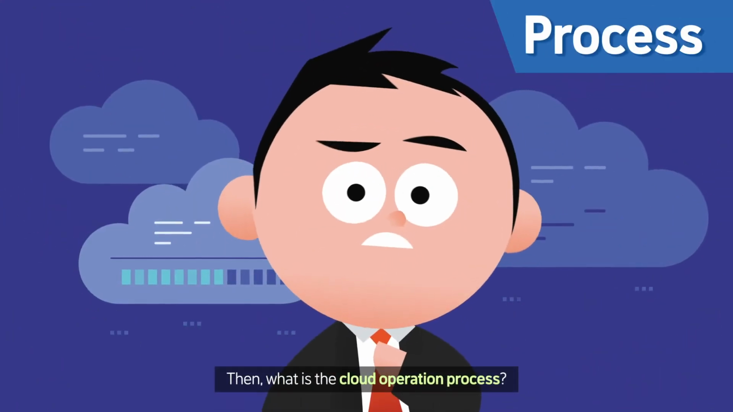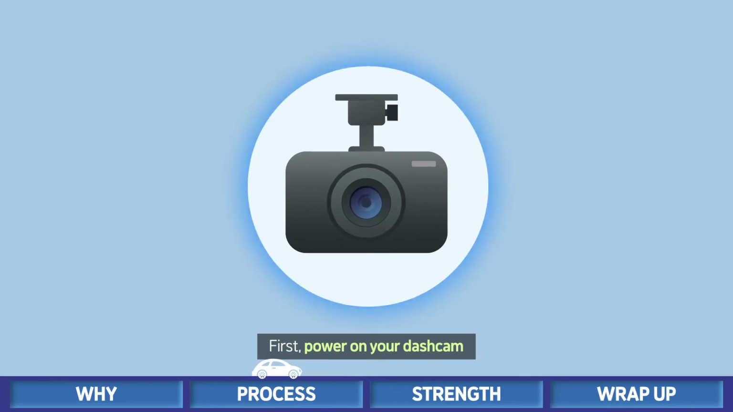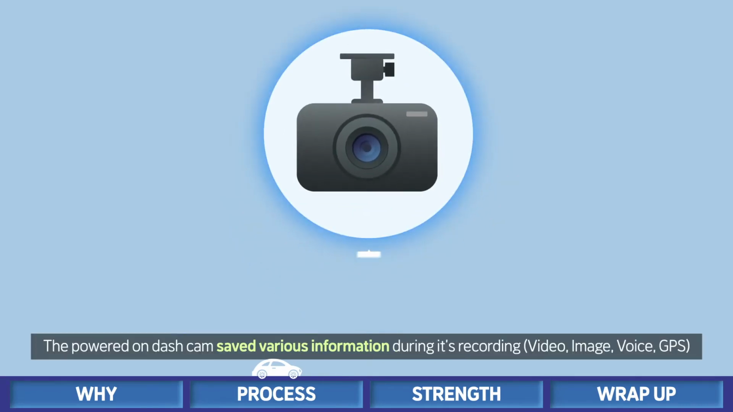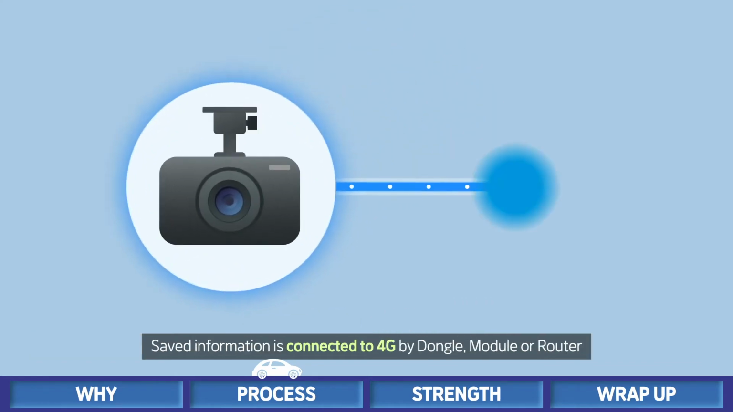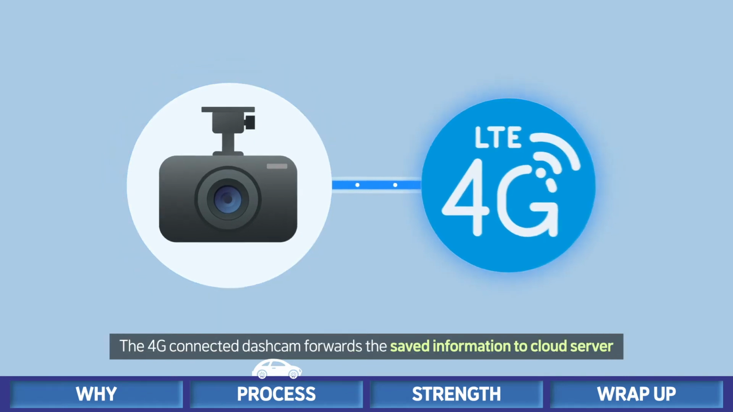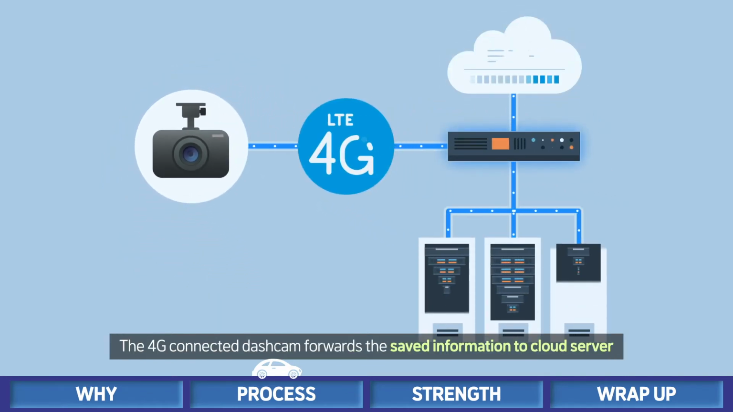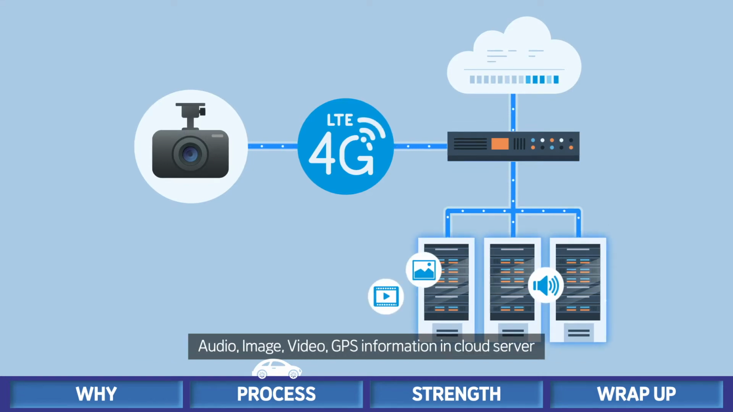Then, what is the cloud operation process? First, power on your dashcam. The powered-on dashcam saved various information during its recording: video, image, voice, GPS. Saved information is connected to 4G by dongle, module, or router. The 4G connected dashcam forwards the saved information to a cloud server. At the time, forwarded information is separately saved in the form of audio, image, video, GPS information in cloud server.